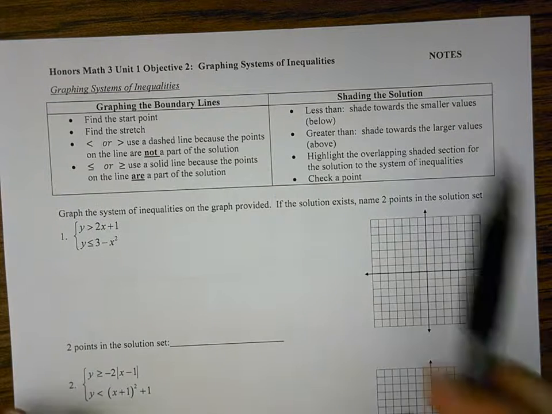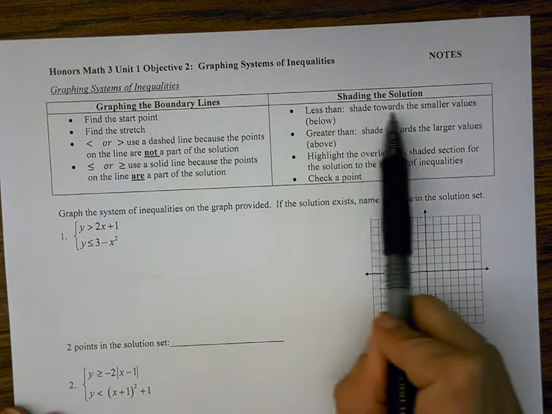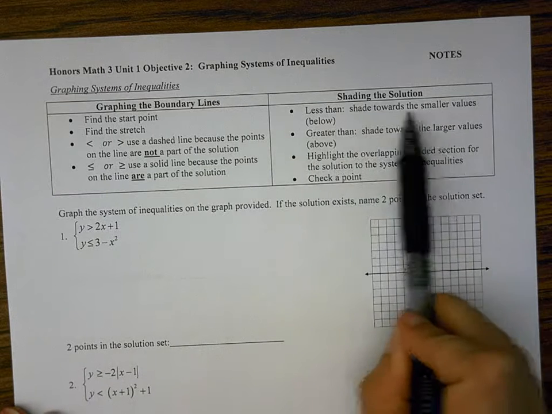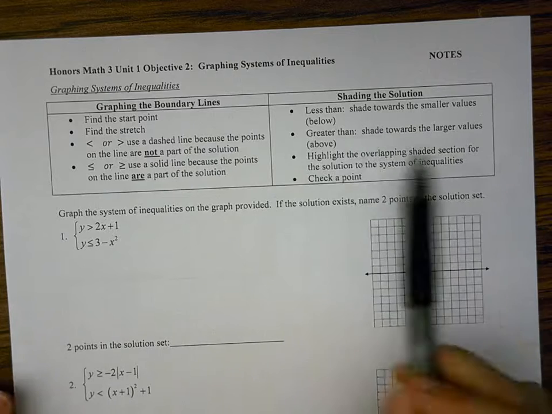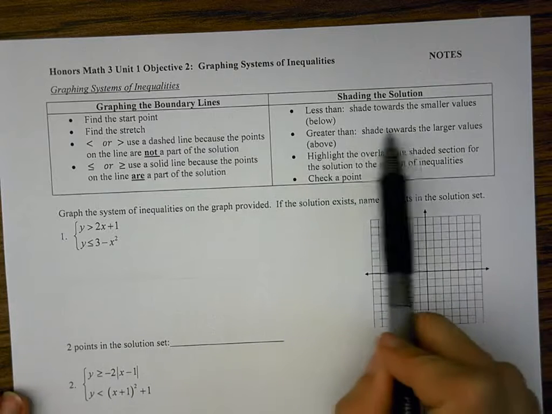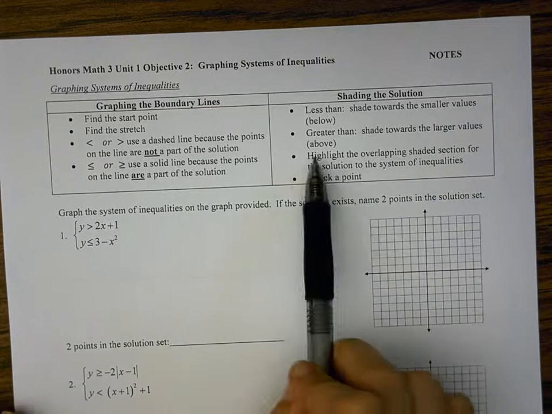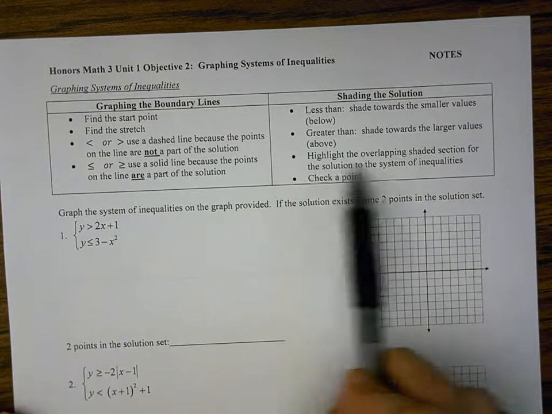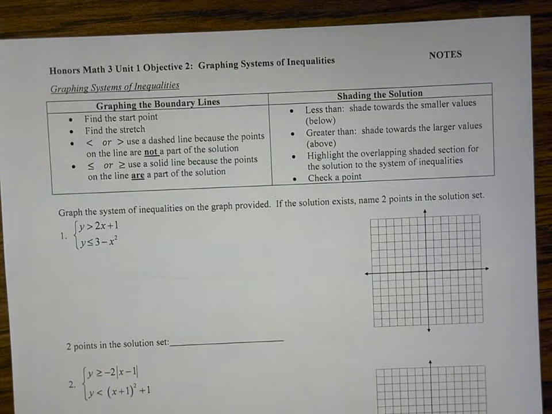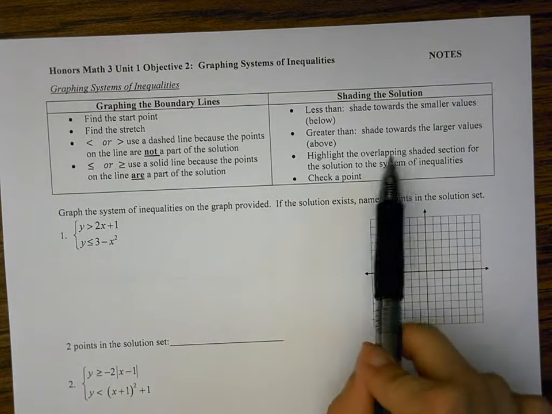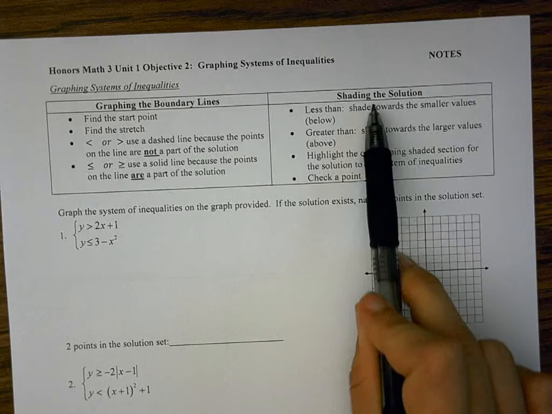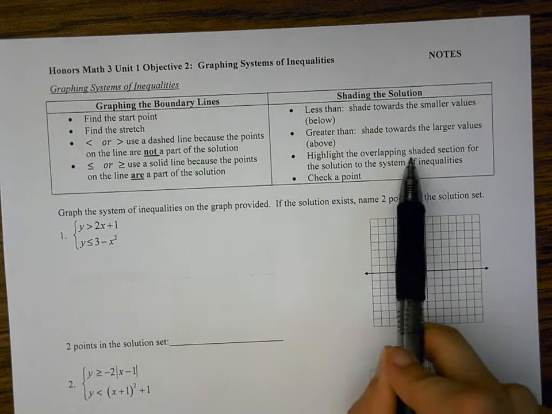Okay? And so if we have a less than, then we're going to shade towards our smaller values, which for the most part is below our inequality. If we have a greater than, then we're going to shade towards the larger values. And you're going to shade dark or highlight, or however you prefer to show your shaded region, the parts of those two regions that overlap.